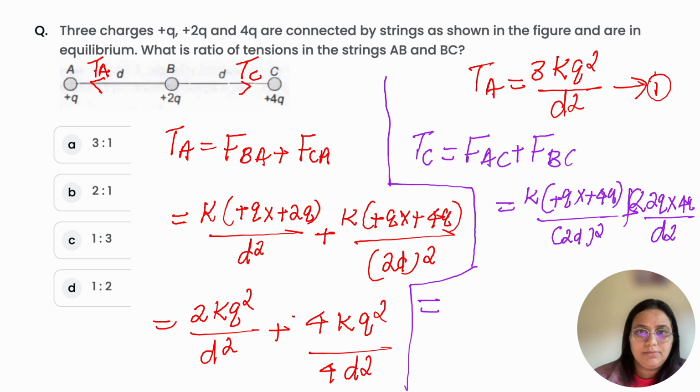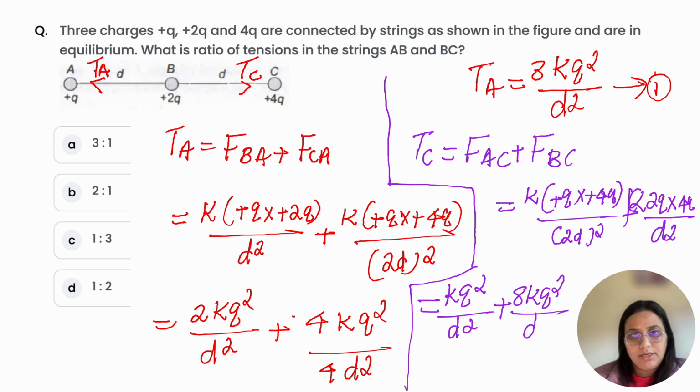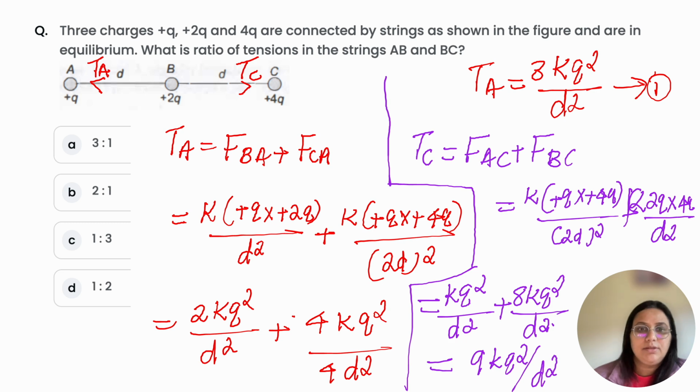So what do you get here? Here also 4 and 2 square will get cancelled out. So what do you get? KQ square divided by D square plus, here it is 4 into 2, 8KQ square divided by D square. So which is equal to 9KQ square divided by D square. So that is your TC, equation number 2.